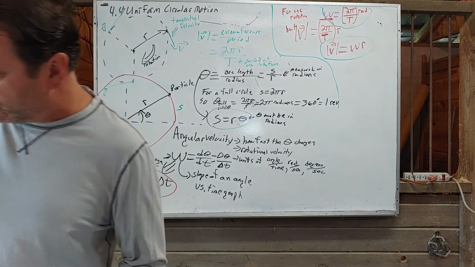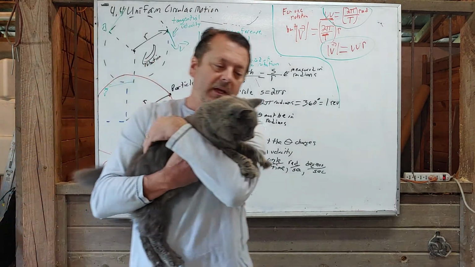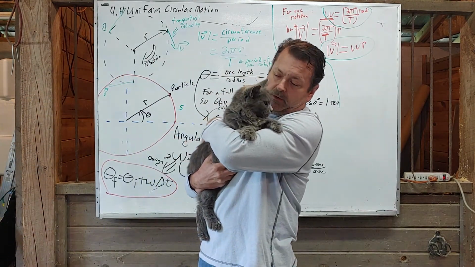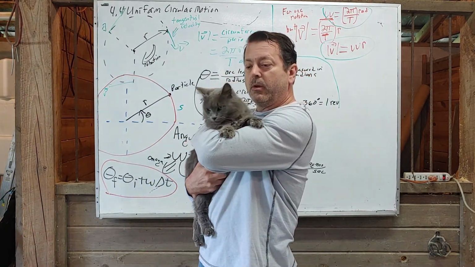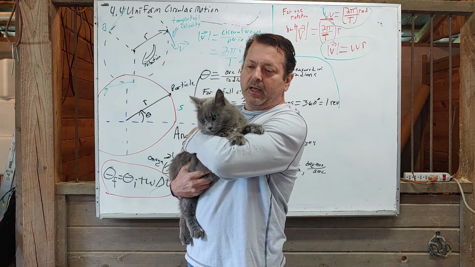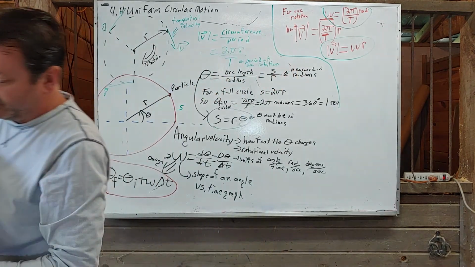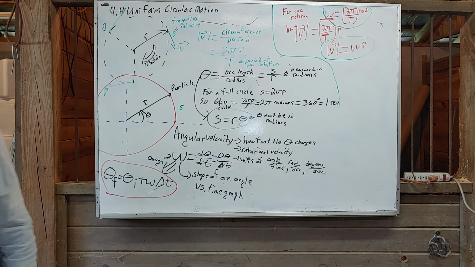The barn cat did show up, so we've got to show the barn cat. Miss Chloe. Say hello, Miss Chloe. Can you say hello? Say hello to the camera. She kind of stays out in the barn a lot, and she comes in the wintertime because she doesn't like the cold. Okay, there you go, girl.